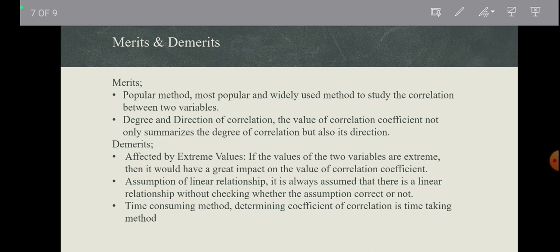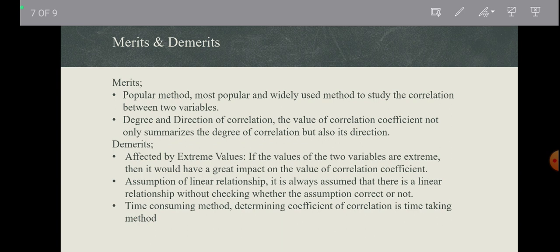Then we can talk about the demerits. First, it is affected by extreme values. If the values of the two variables are extreme, it will have a great impact on the value of the correlation coefficient. Second, the assumption of a relationship. While determining the correlation coefficient, it is always assumed that there is a relation between the variables, without thinking about whether the assumption is correct or not.